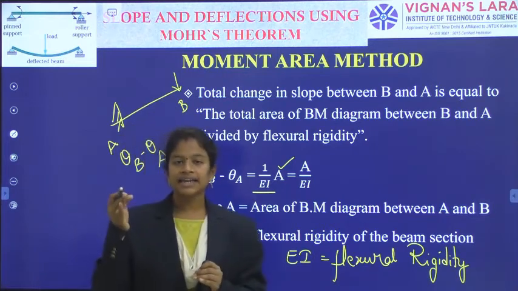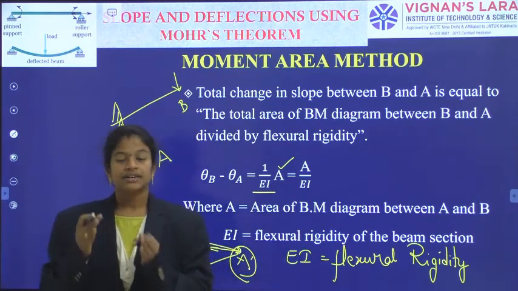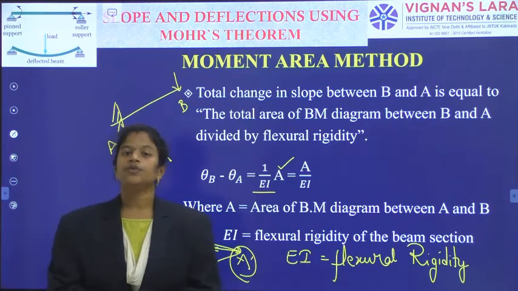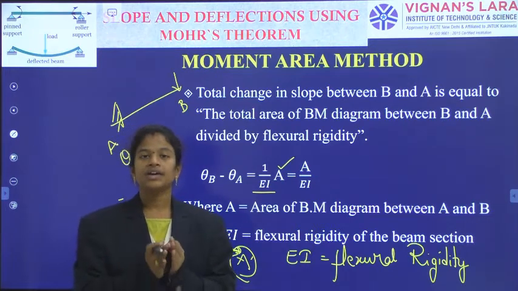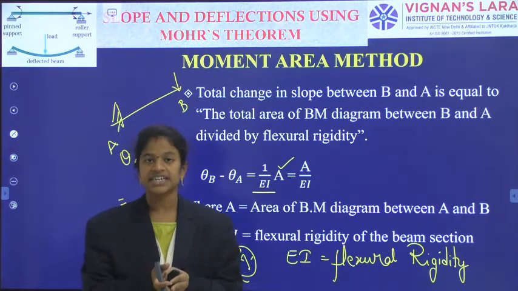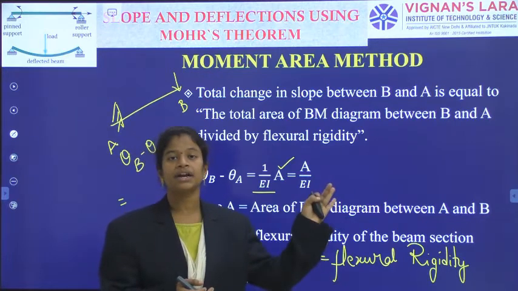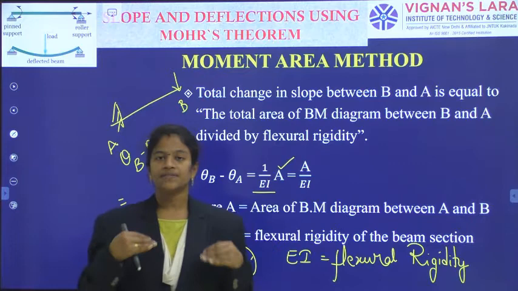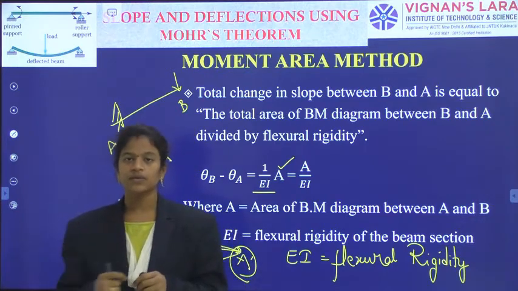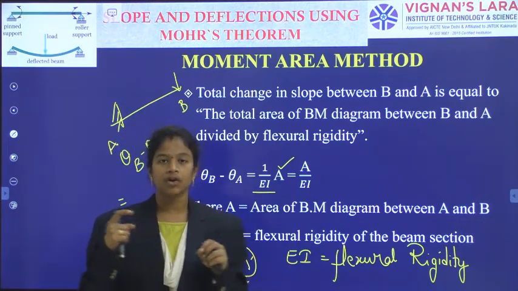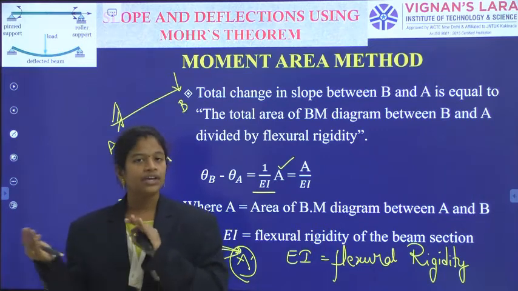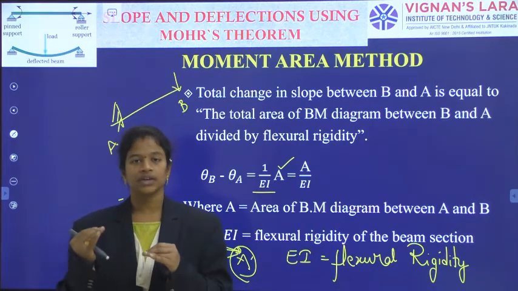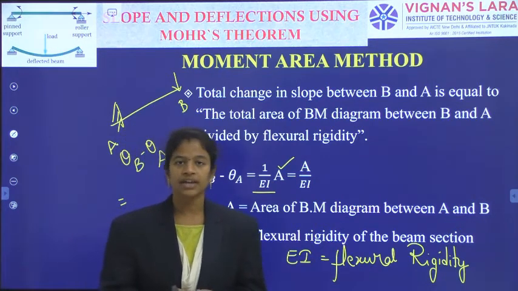How to calculate a slope at a point? For the double integration method, we considered a section. There we equated the bending moment at a section to the basic formula, EI d square y by dx square. With the first integration, we got the slope equation, and with the second integration, we got the deflection equation. There we got the integration constants, which we evaluated using our boundary conditions.